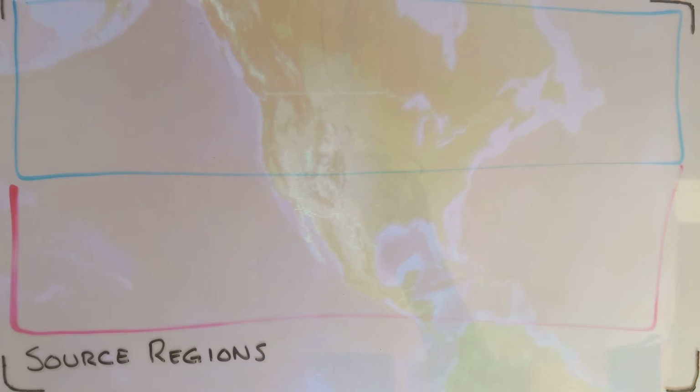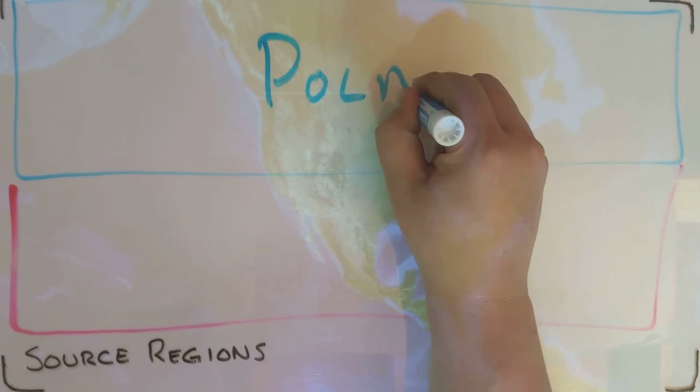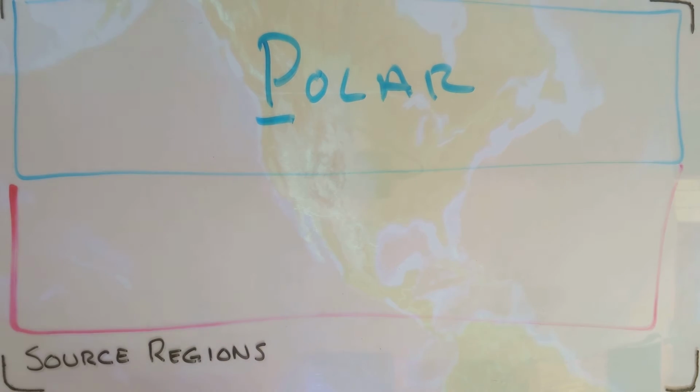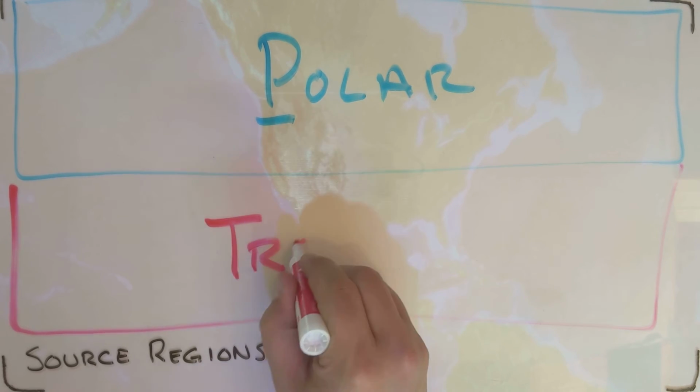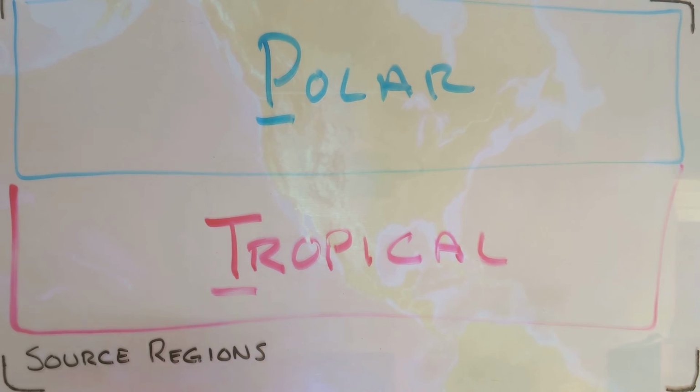air masses. When we name these air masses, if it's cold, we call it a polar air mass, and we label it with a capital P. If it forms in the south where it's going to be warmer, we call it a tropical air mass, and we label it with a capital T.